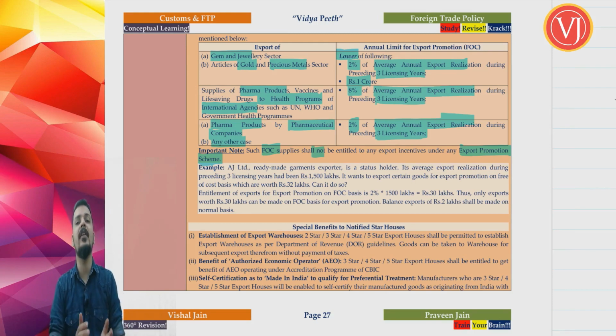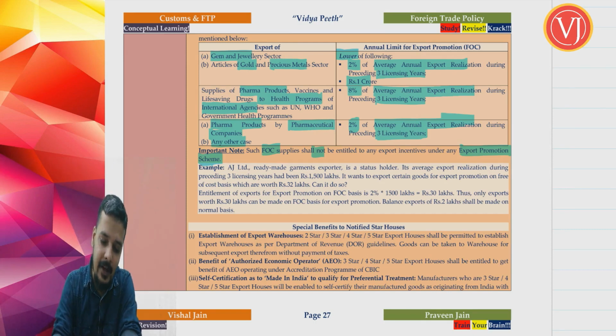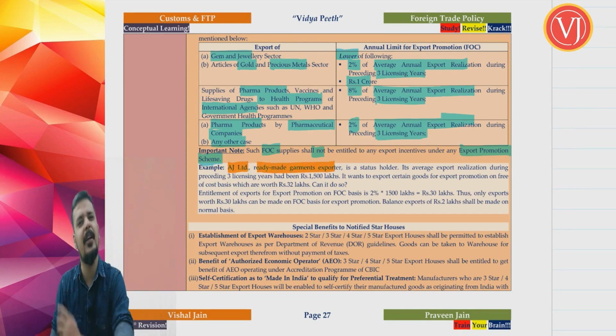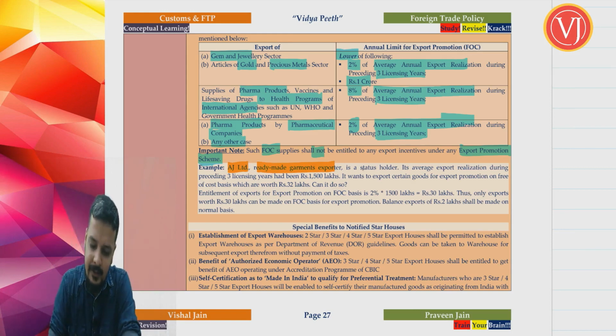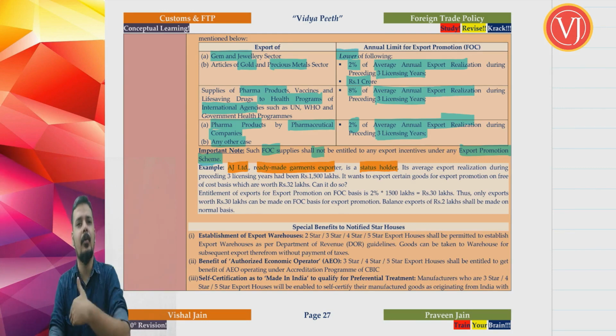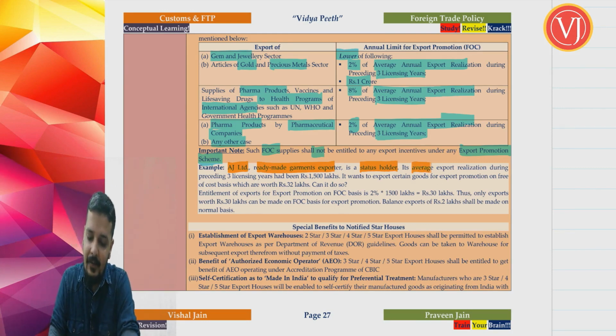If the star houses are giving samples within this limit, it will even be counted in the benefits of foreign trade policy. Now look at the example, I can explain this in a much simpler manner. AJ Limited, a ready-made garments exporter, which means it will come in the general category, is a status holder. Whether it is 1 star, 2 star, it doesn't make any difference. So this benefit is for all the star categories. Its average export realization during the 3 licensing years is 1,500 lakhs.